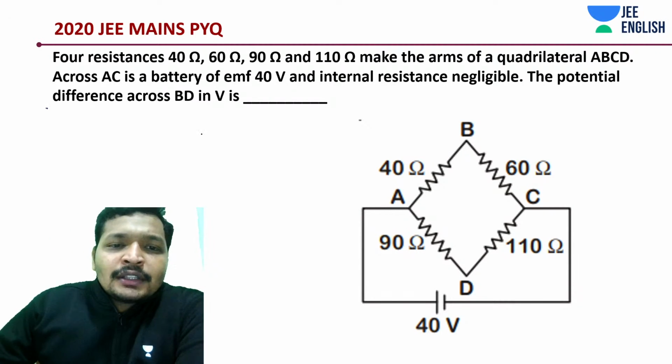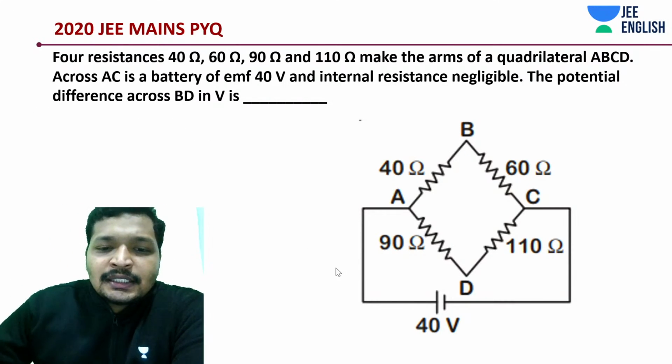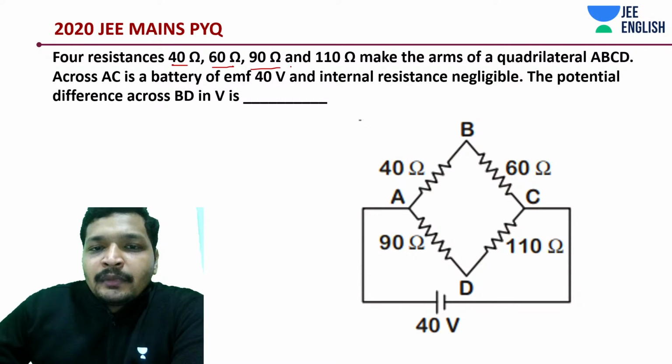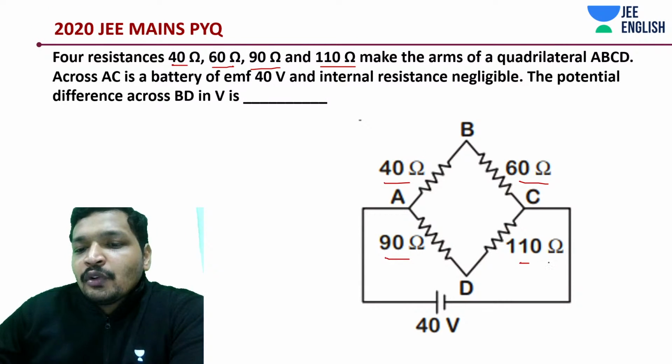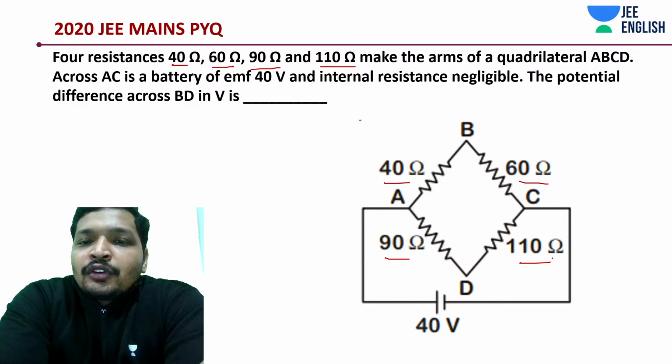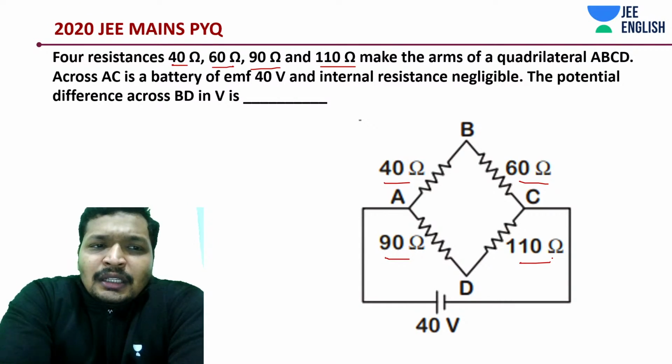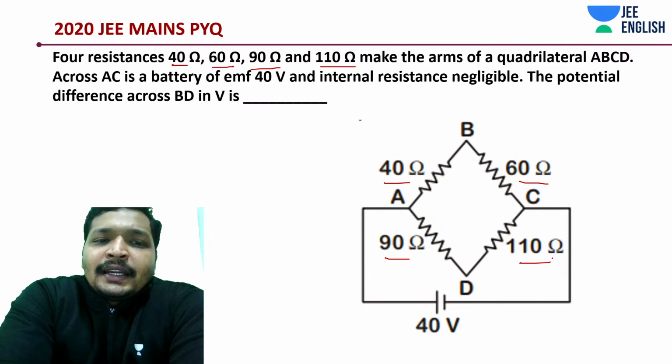So now you have 4 resistances. What are those 4 resistances? 40 ohm, 60 ohm, 90 ohm, 110 ohm. 40 ohm and 60 ohm in series, in parallel with 90 ohm and 110 ohm in series. And what do they make? Arms of a quadrilateral ABCD. Okay. Across AC is applied a battery of EMF 40 volts.